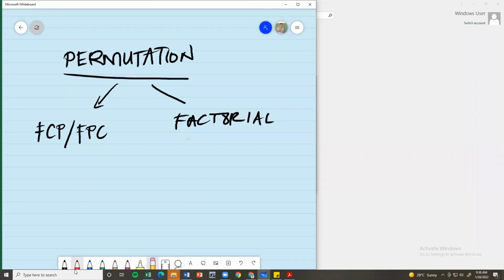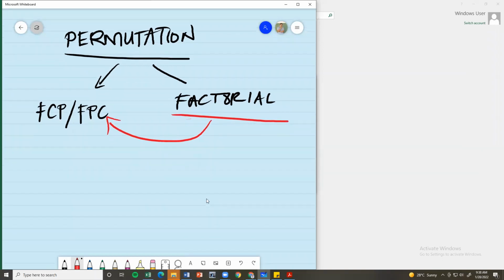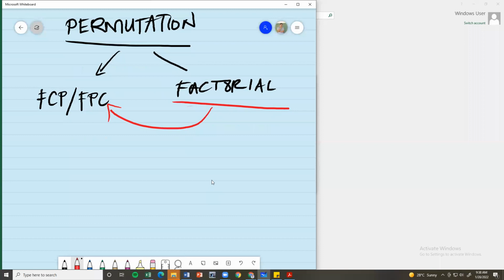Now let's move on with the factorial. Factorial is actually just very easy. And this is actually based from FCP or FPC, wherein no repetition is the concept of factorial. Walang umuulit kasi meron nang nagamit sa una, so bawal nang umulit sa susunod. So therefore, this is just as simple as, for example, there are 5 candles.